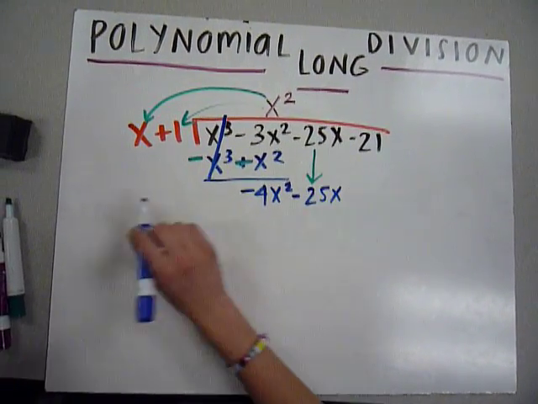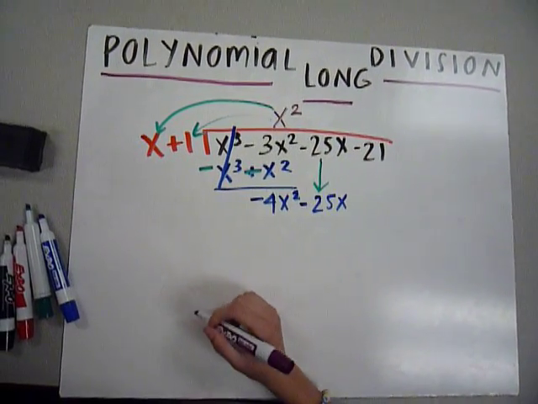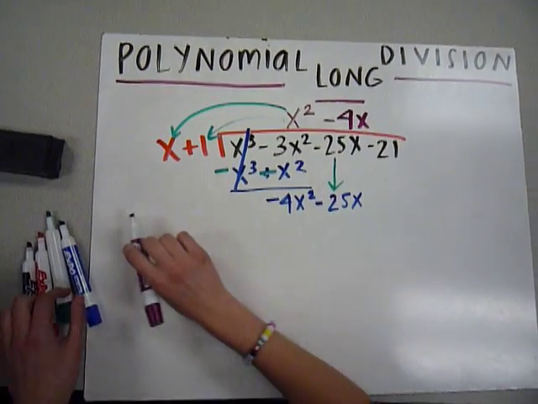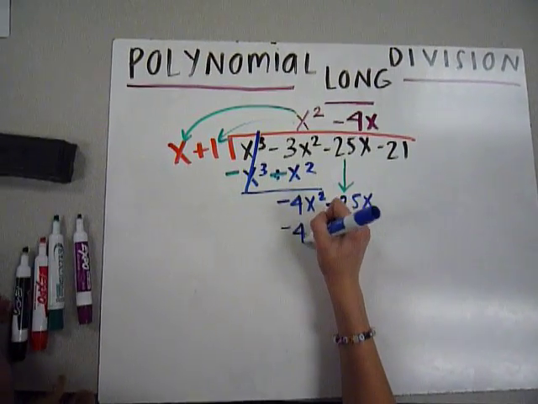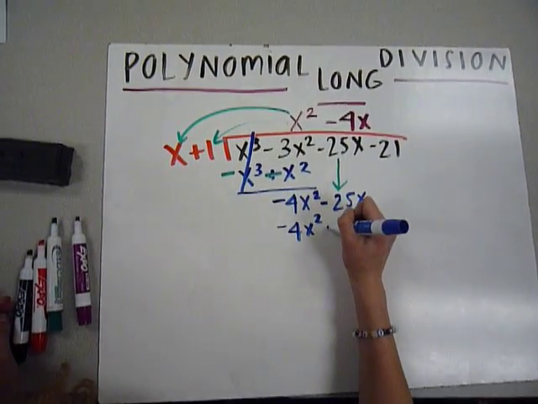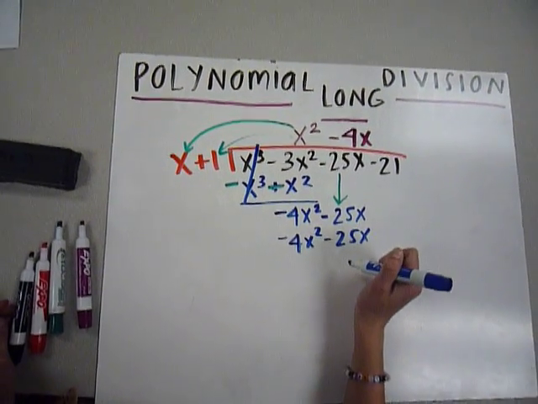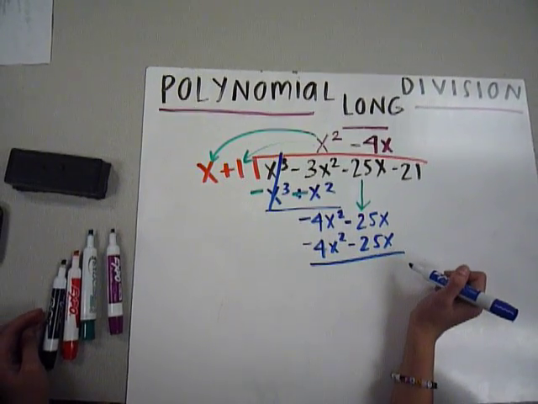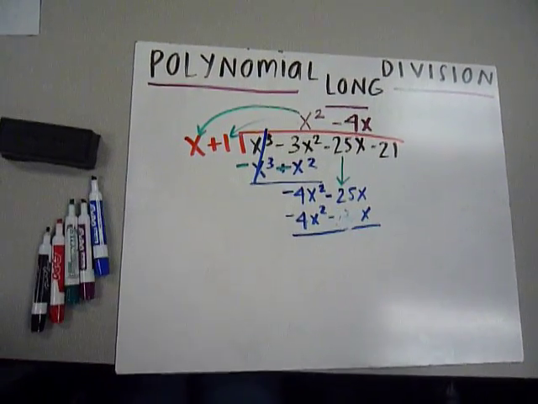You have to see what you need to multiply x by to get negative 4x squared, and that number is negative 4x. And after you've determined that number, you distribute negative 4x to the x and the positive 1, and you're left with negative 4x squared minus 25x minus negative 4x squared minus 4x.